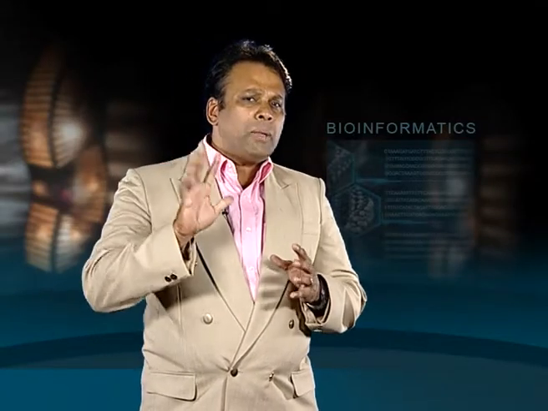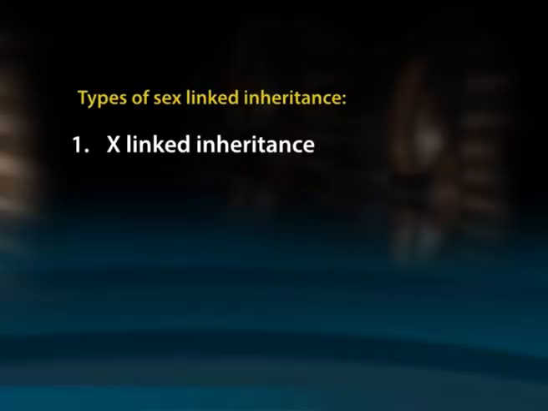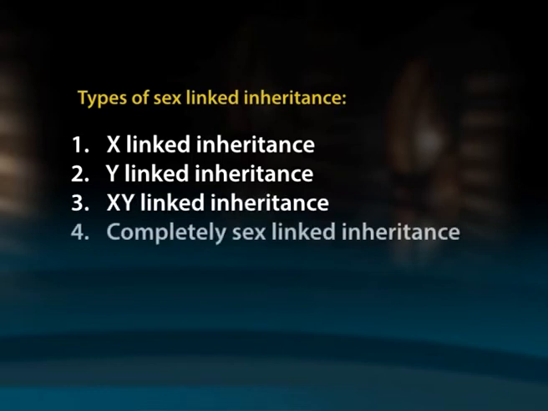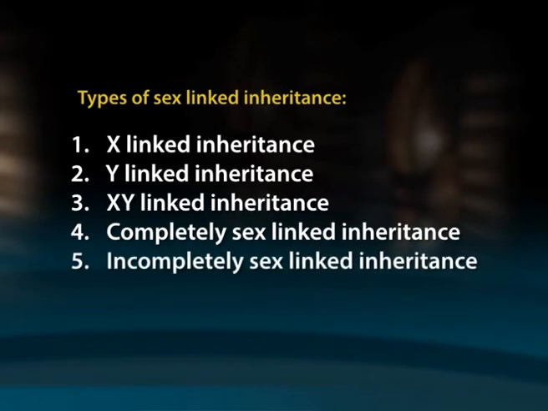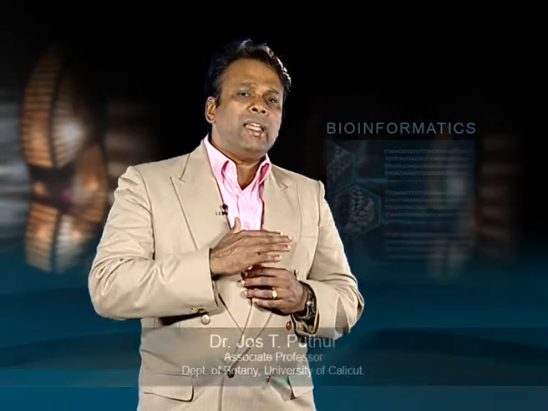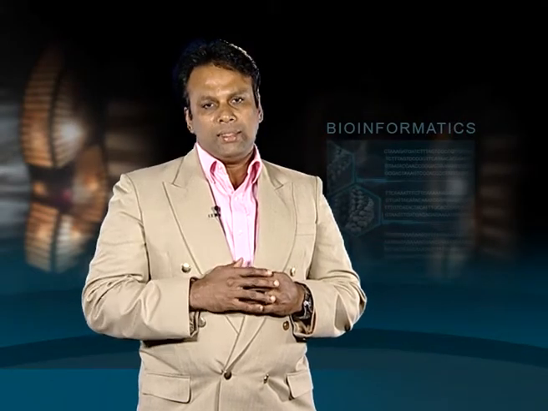There are 5 types of sex-linked inheritance. They are as follows: 1. X-linked inheritance, 2. Y-linked inheritance, 3. XY-linked inheritance, 4. Completely sex-linked inheritance, and 5. Incompletely sex-linked inheritance. We have already discussed X-linked and Y-linked inheritance in part 1. Other types of sex-linked inheritance are XY-linked inheritance, completely sex-linked inheritance and incompletely sex-linked inheritance.